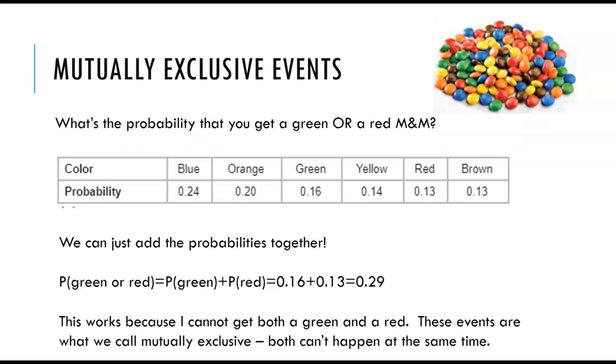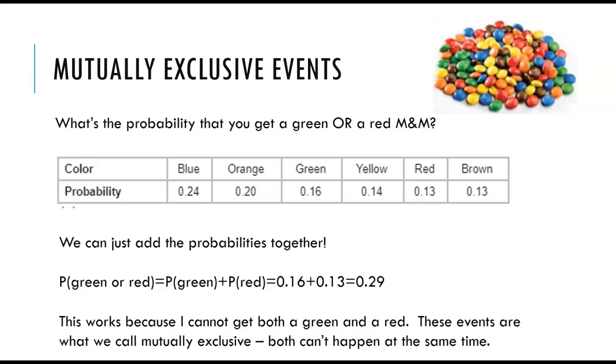What's the probability that you get a green or a red M&M? Remember, I'm just dumping out one M&M into my hand, not two. But the event that I'm looking for is that it could either be green or red. We can just add these probabilities together. The probability of green or red is the probability of green plus the probability of red. So I do 0.16 plus 0.13 equals 0.29. So I have about a 29% chance of getting either a green or a red.